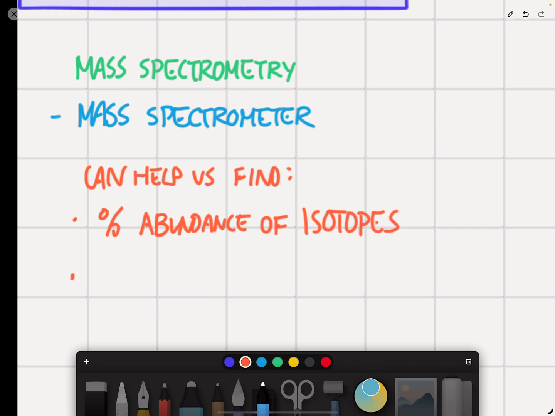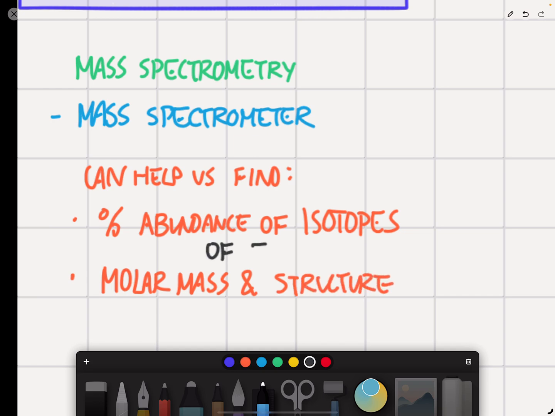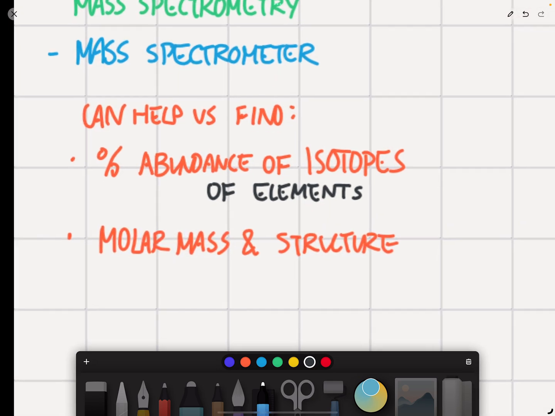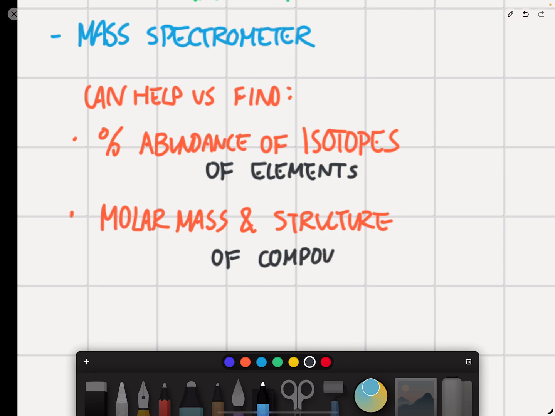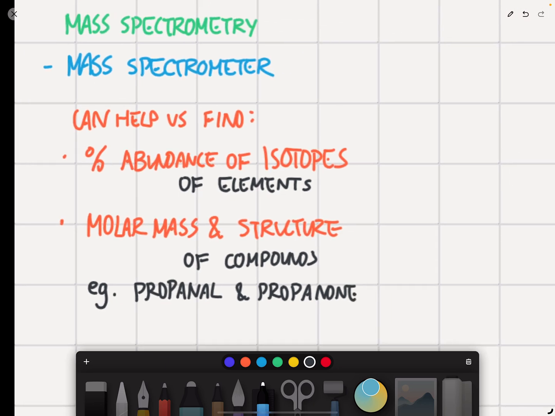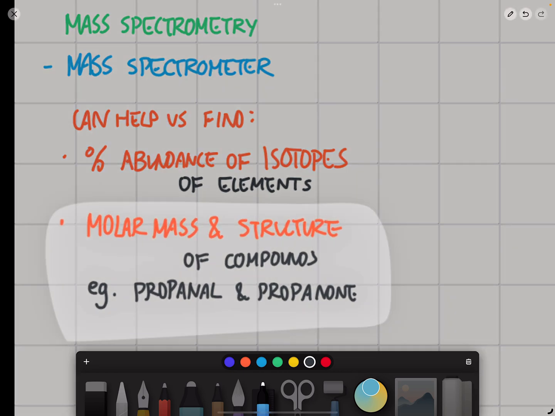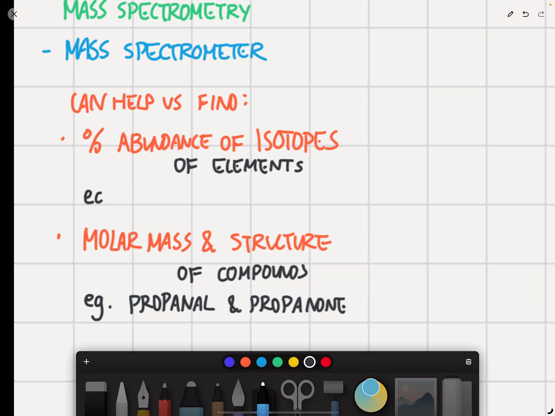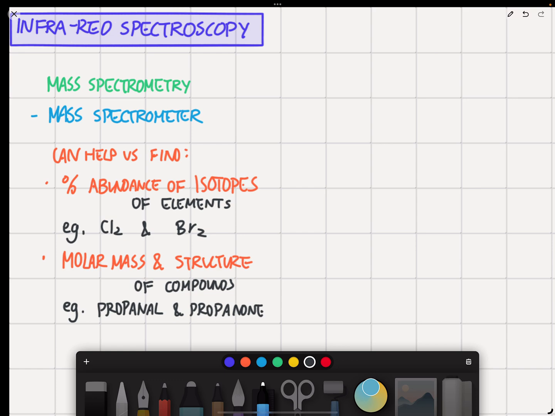And when we use a mass spectrometer to analyze compounds, we can study the molar mass and structure of compounds. So know the difference between elements like chlorine and bromine, and compounds like the isomers we discussed, propanol and propanone. Remember the example where we compared the mass spectra of propanol and propanone in order to distinguish between these molecules. And when we used the mass spectrometer to analyze elements such as chlorine and bromine, we found that they have different isotopes with different percent abundance. So that's mass spectrometry, measured by the mass spectrometer.